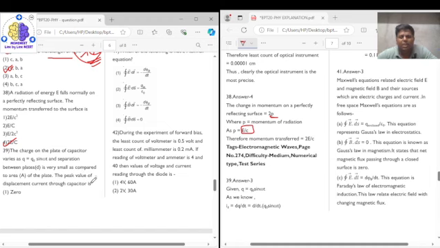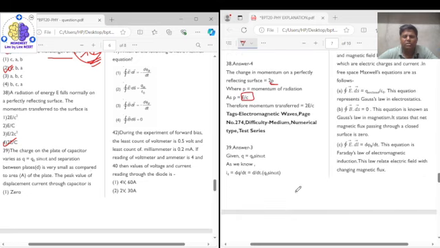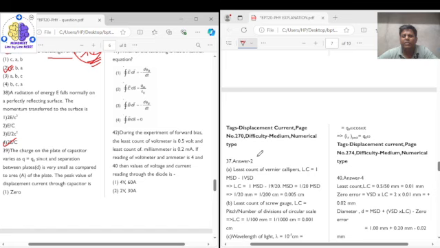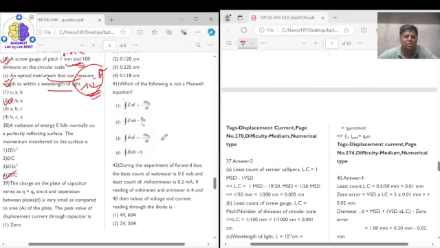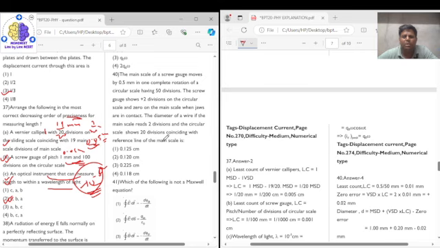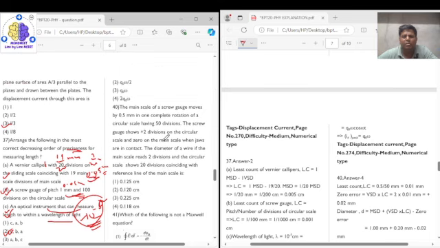For displacement current in the capacitor, the displacement current I_D is given as dq by dt, right? So we have q as q naught sin omega t. Differentiating this, we get q naught omega, right? So the correct answer, they're asking for the peak, so the peak will be q naught omega. So your correct answer will be option 3, right?